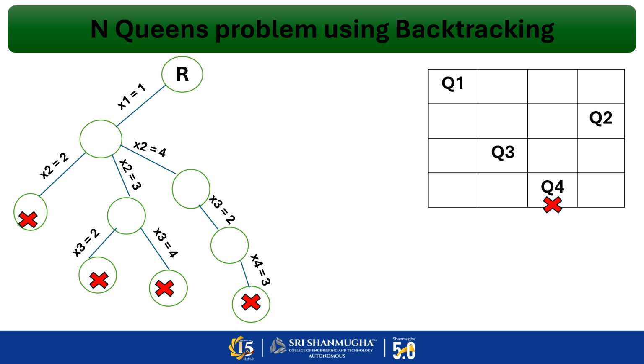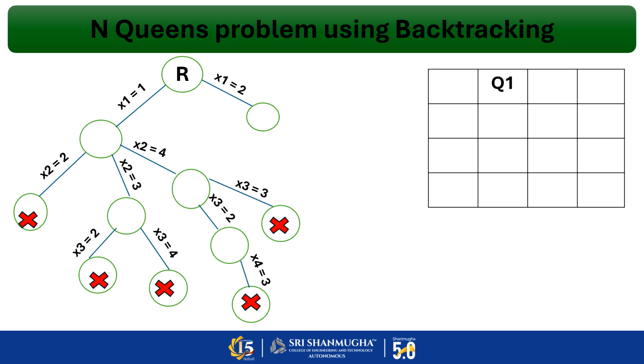We cannot move further. So that means the node x4 equal to 3 should be killed. Again we have to move backwards. Again q3 is also not possible, since q3 position disturbs q4. I have to kill q3 also. So I am applying backtracking. Now the position of q1 is changed. I am constructing a new path.